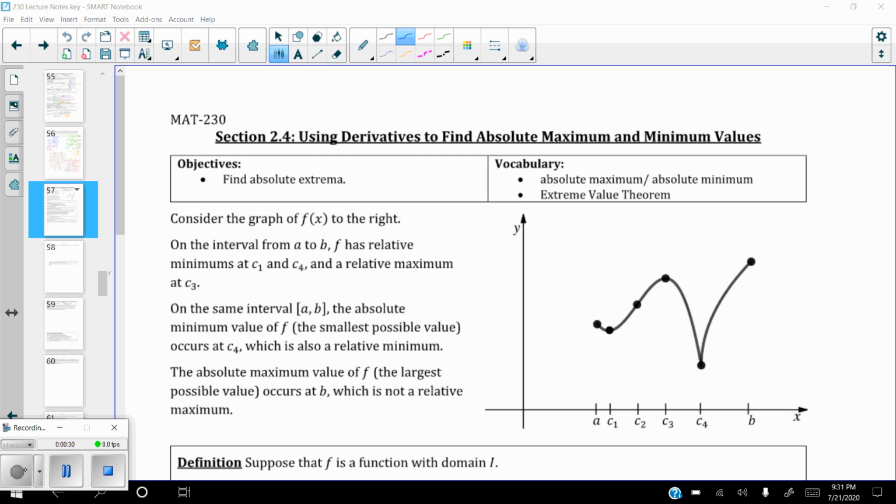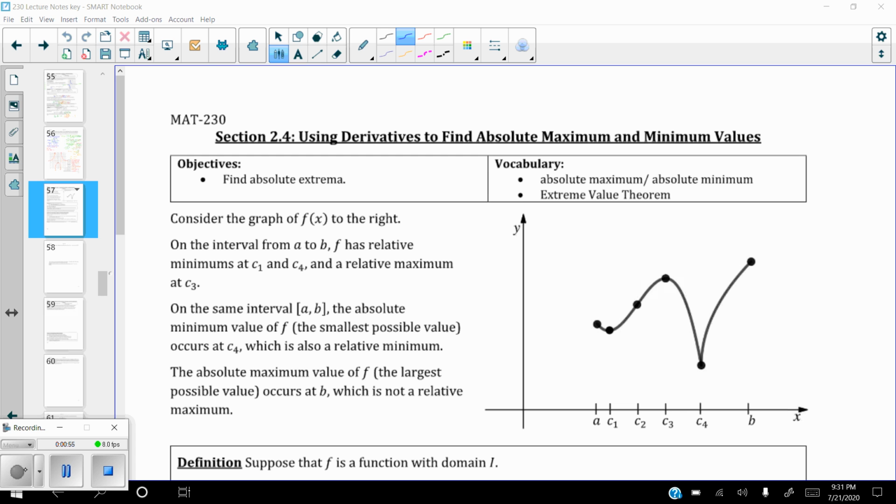The objective here is to simply find absolute extrema. Again, extrema meaning maxes and mins. Vocabulary: absolute max, absolute min, and the extreme value theorem. It's not a theorem that you're going to have to necessarily know by name so that you can say, oh, I use this theorem to do this. You just have to understand what it's saying in order to be able to use it.